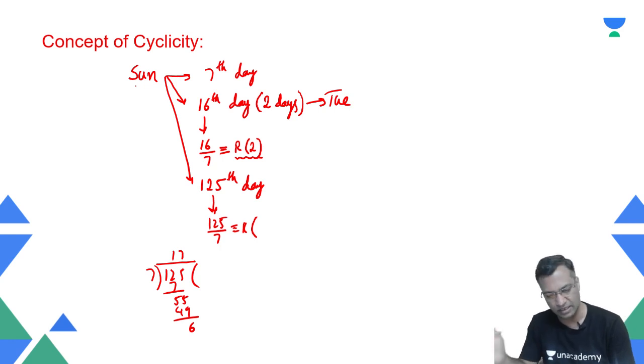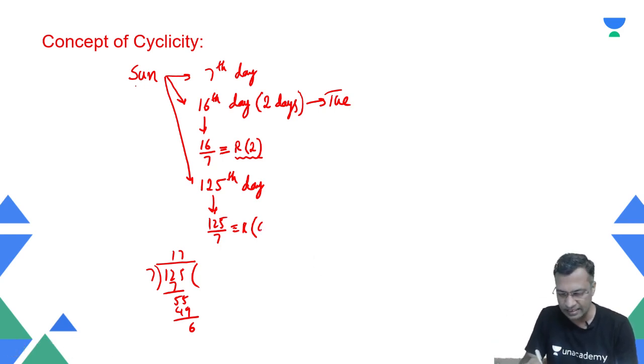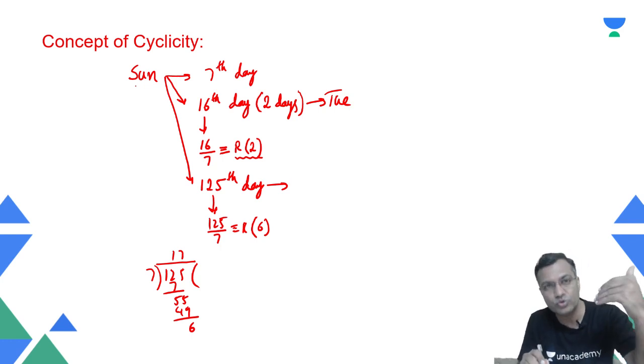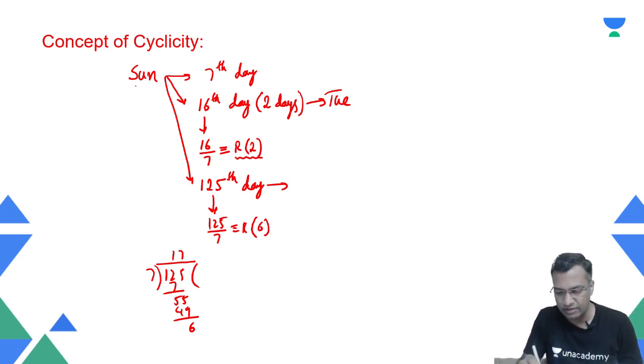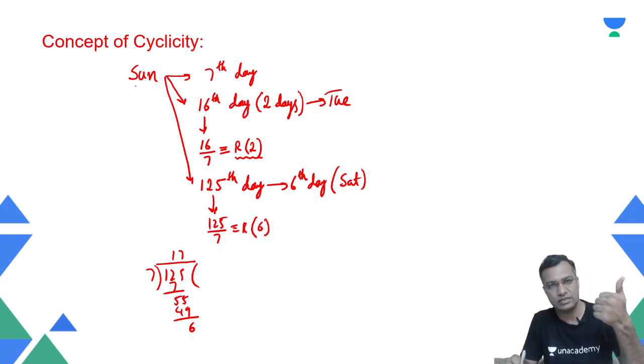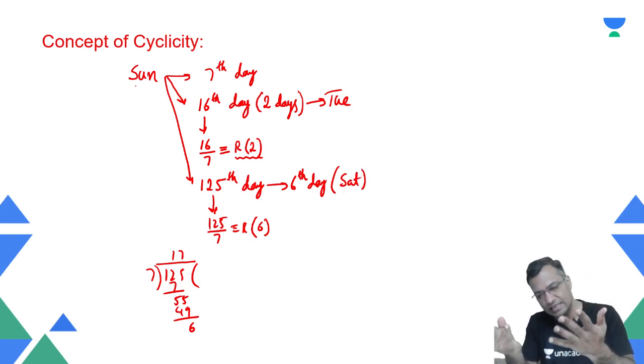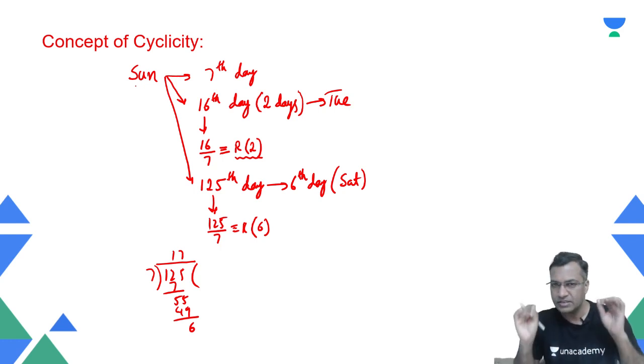The 6th day from Sunday. Technically, 6 is the remainder, which is as good as saying the 125th day from today, today being Sunday. So the 125th day from today is as good as saying the 6th day from today. The 6th day from today is Saturday. You can count 6 days from Sunday: Monday, Tuesday, Wednesday, Thursday, Friday, and Saturday. It's going to be Saturday.